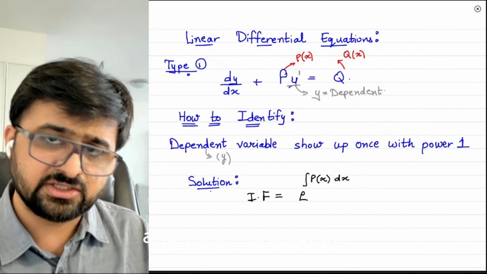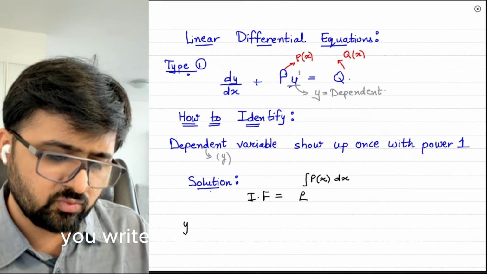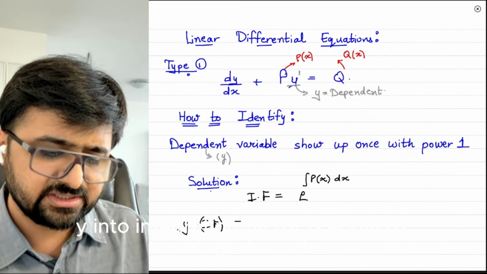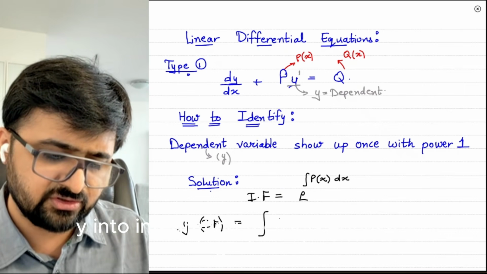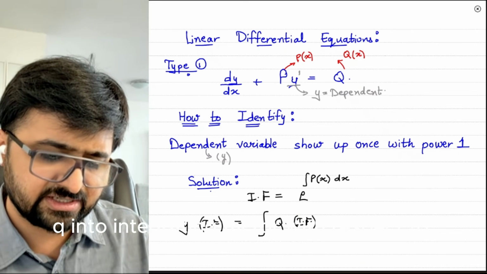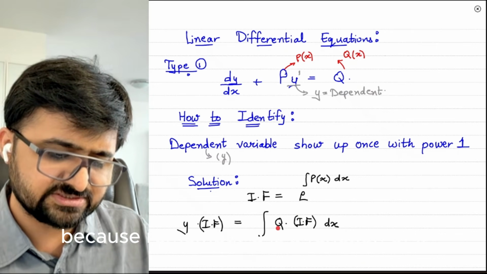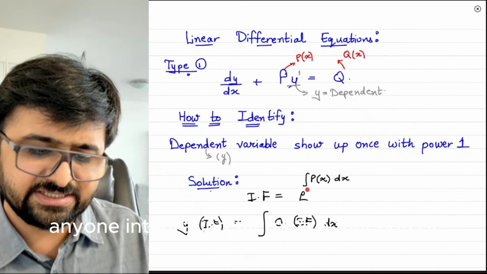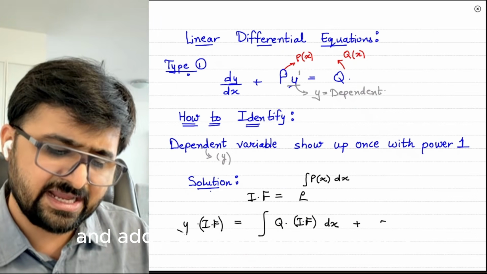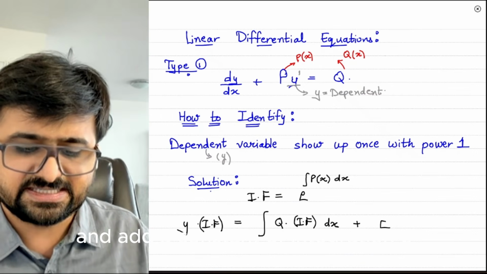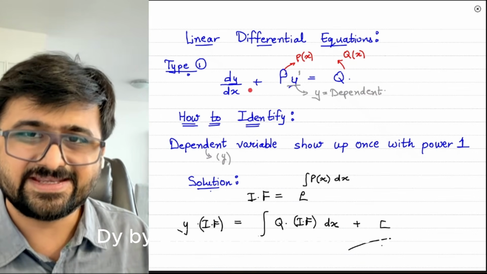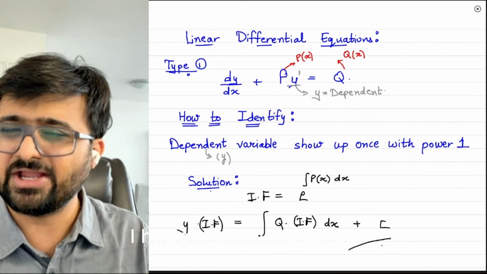And then the solution, you write it as y into integrating factor is equal to integration of q into integrating factor with respect to x. Because remember, q is a function of x, and even integrating factor is a function of x. So we integrate with respect to x and add a constant of integration c. That's the solution of this differential equation, dy by dx plus py is equal to q. I hope this makes sense.